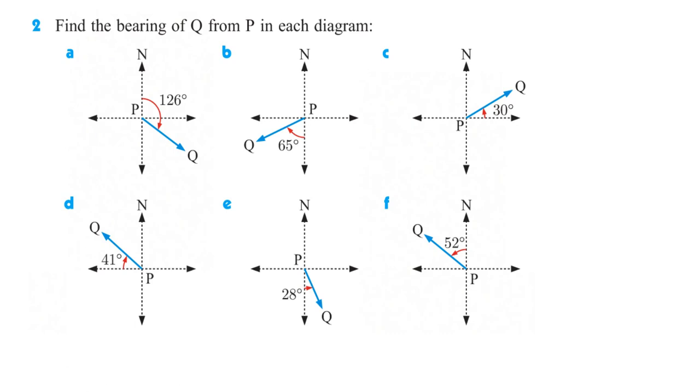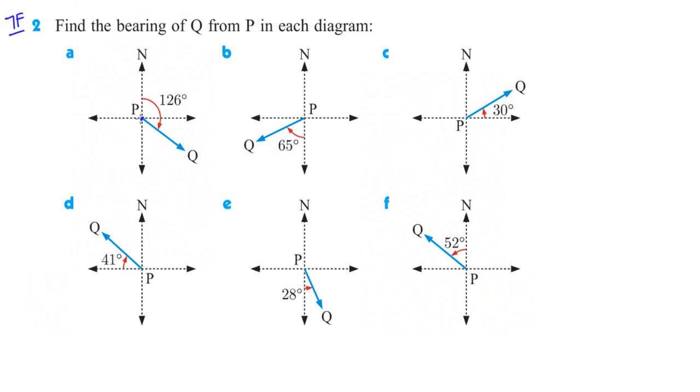Okay, so here we go. We're going to talk about bearing angles here. This is number 2 from our 7F assignment. Number 2, find the bearing of Q from P in each diagram.